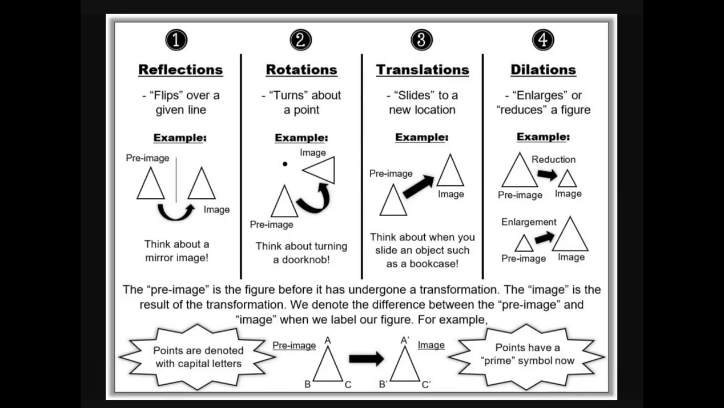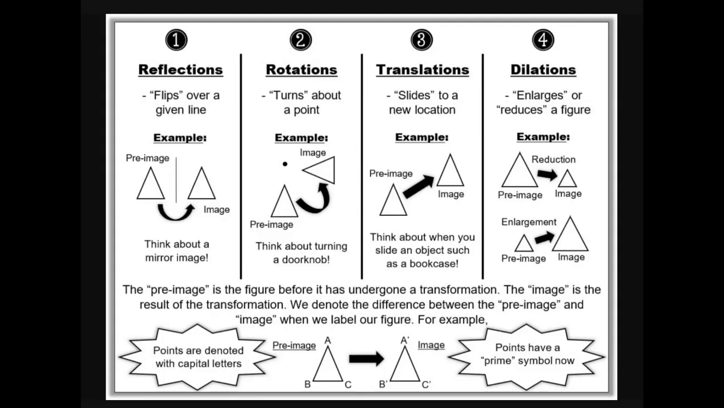The second one is a rotation. This twists or turns your shape around a fixed point. We would call that the point of rotation. And the third one is a translation. This slides your shape to a new location on your grid.